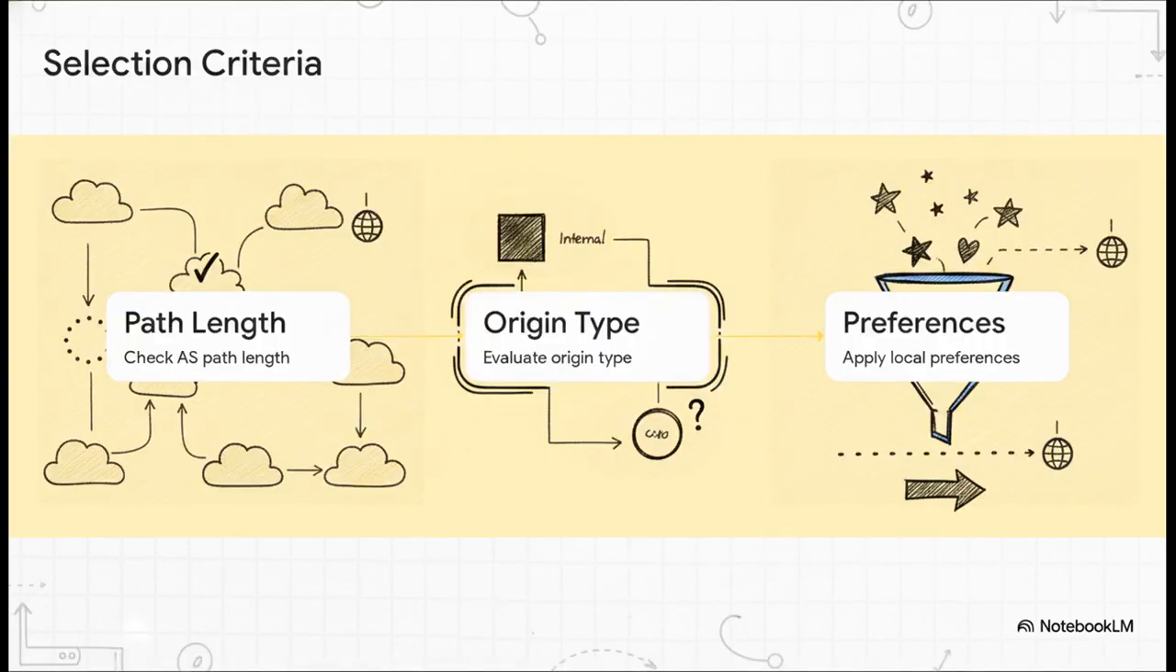So, what happens when a router sees multiple valid paths to the exact same destination? Well, it runs a highly systematic algorithm to pick the absolute best route. Step 1, it checks the AS path length, basically which route crosses fewer systems. Step 2, it evaluates the origin type. And Step 3, it applies those local preferences we just talked about. It aggressively filters its options until it finds the perfect path.